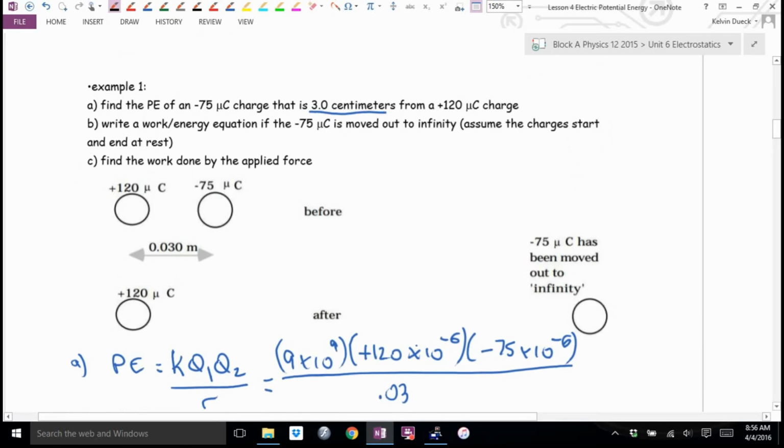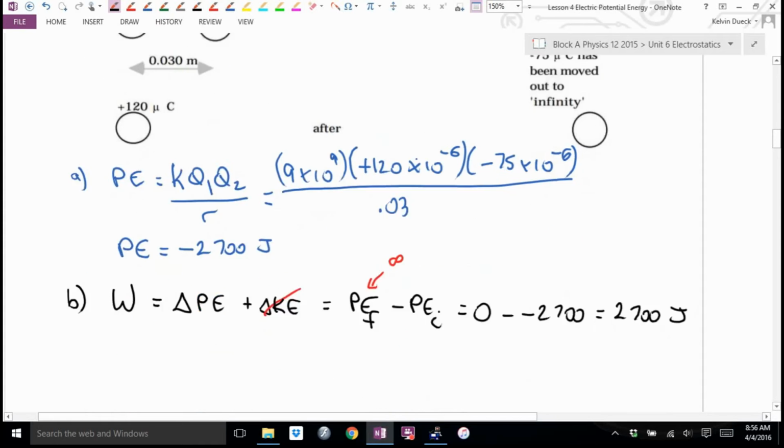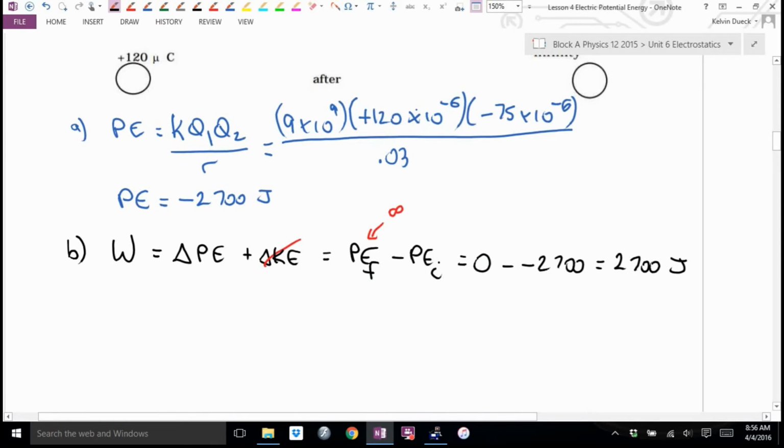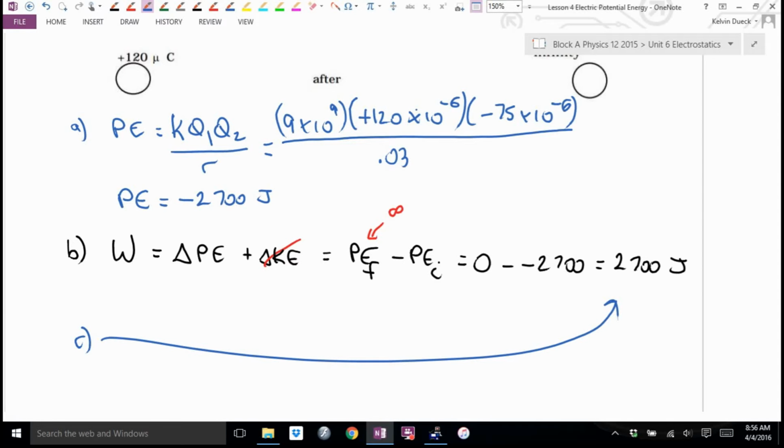Was there a C? I think there was. Find the work done by the applied force. Oh, you know what? B was write the work energy equation. C was actually calculate the answer. There. What's the applied force? I don't know, some invisible little angel. Okay.